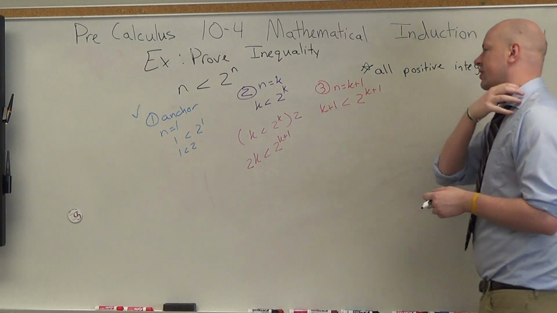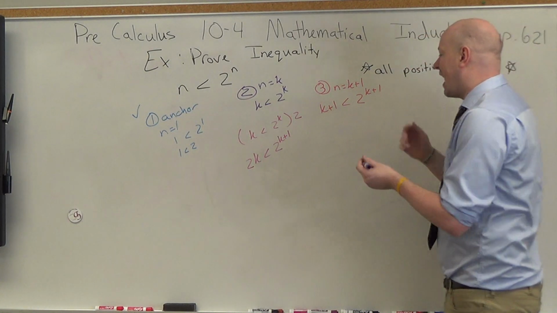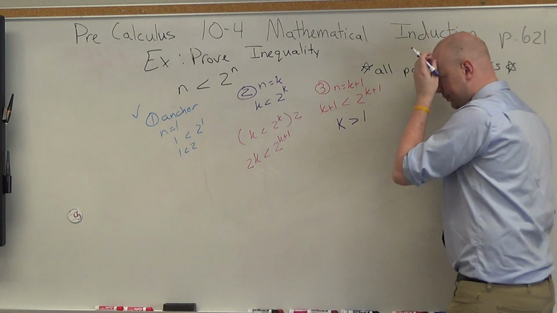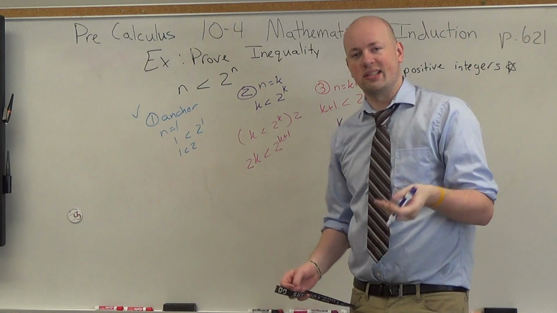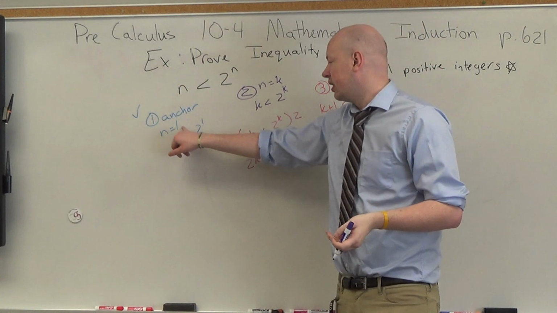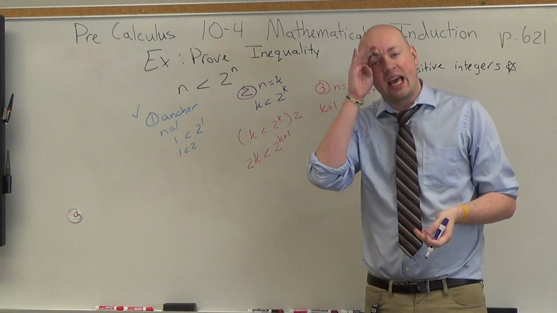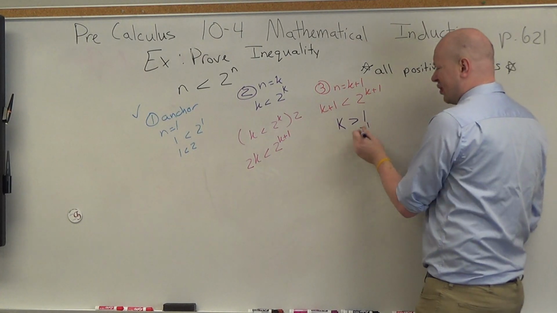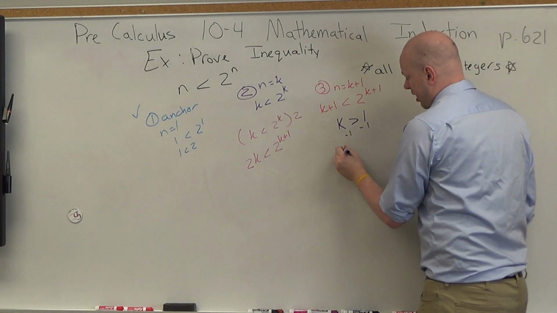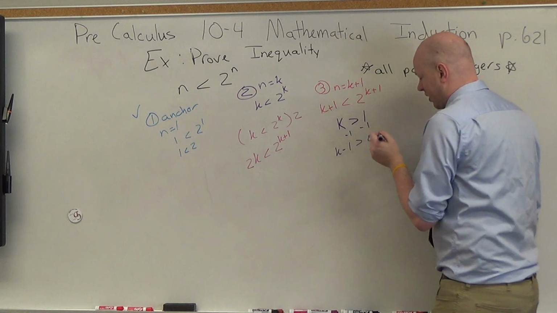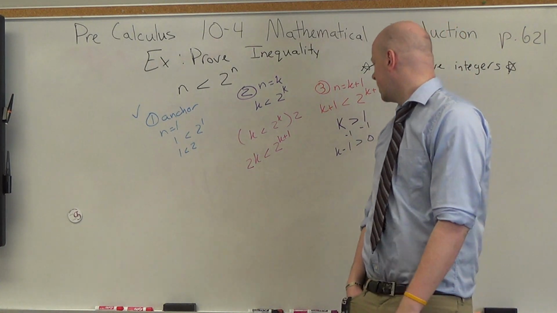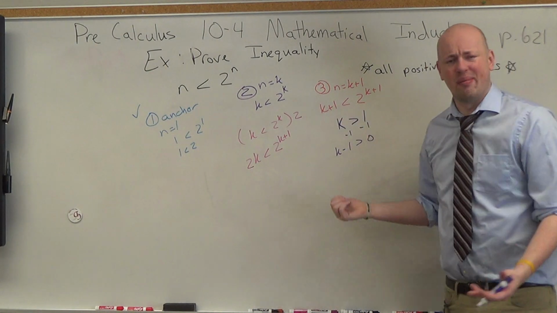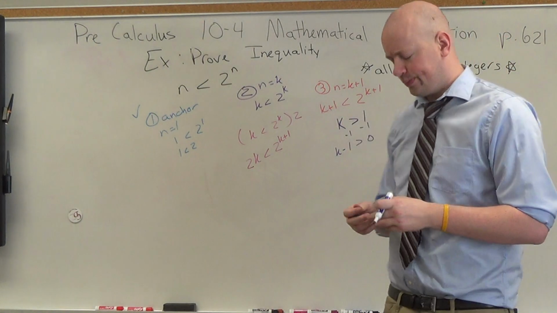All positive integers. Well, that means that k has to be greater than 1. It's all the other positive ones. I've already used 1, so all my other k's have to be something else. It has to be greater than 1. Well, I could subtract 1, so k minus 1 is greater than 0. Well, that's not exactly what I wanted. I wanted k plus 1, not k minus 1. That's not really getting me anywhere.